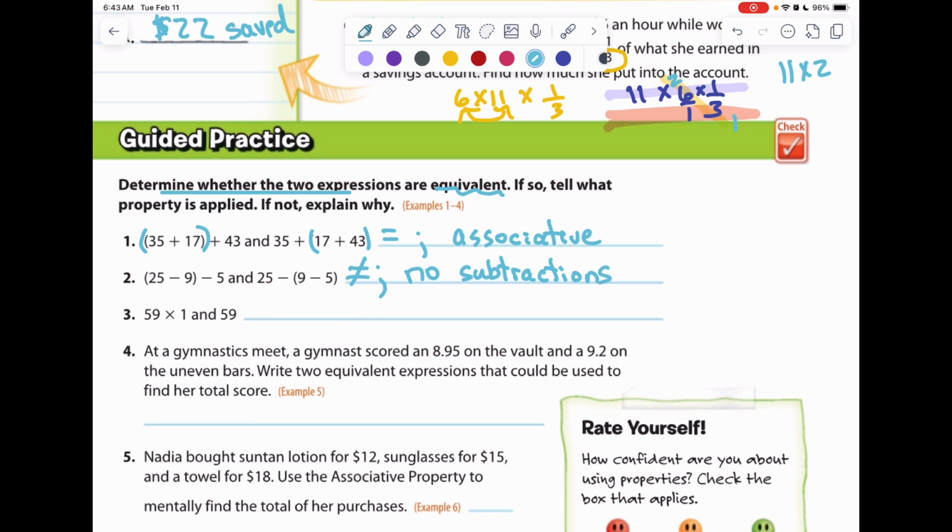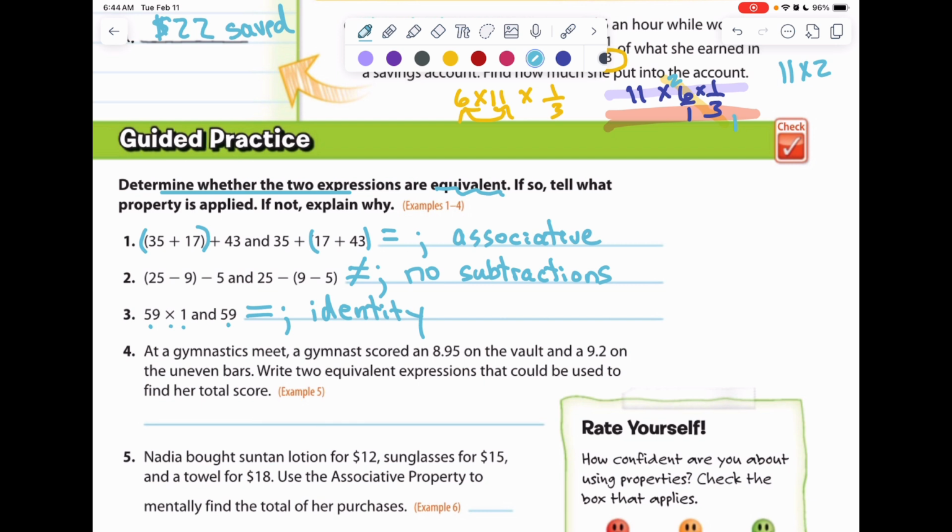Okay, next one, 59 times 1 and 59. Well, 59 times 1 is 59. So these are equivalent. And what property? You can't change me. That's identity property. Identity.